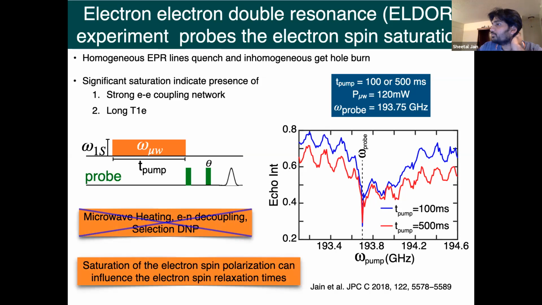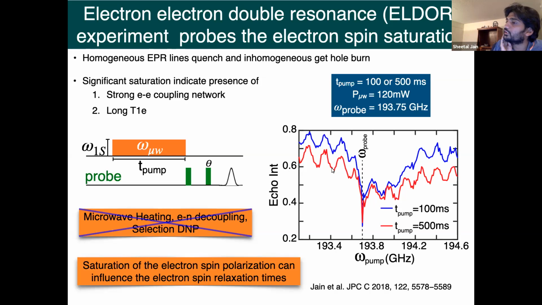So it seems, from these parameter variations and observing these effects as a function of microwave irradiation time, power, and EPR saturation, that this is not microwave heating. This is not active electron-nuclear decoupling, because we don't need irradiation during the acquisition.